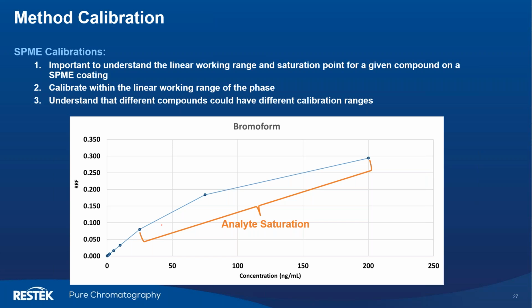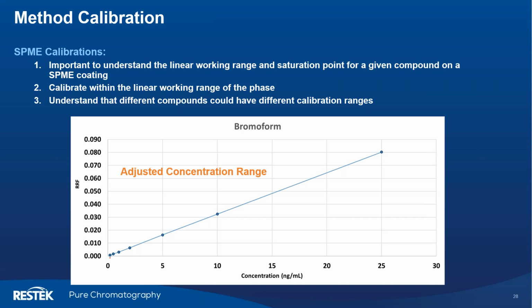So it's important that we work within the linear working range of the SPME device at its given temperatures, or at the given extraction conditions. So what we would do here is understand where we reach that saturation point depending on the analyte concentration, and we would then know that we need to adjust the concentration range so that we work within the linear working range of the device for that compound of interest. And this is going to look different for different compounds depending on the extraction efficiencies of that compound by the SPME coating.